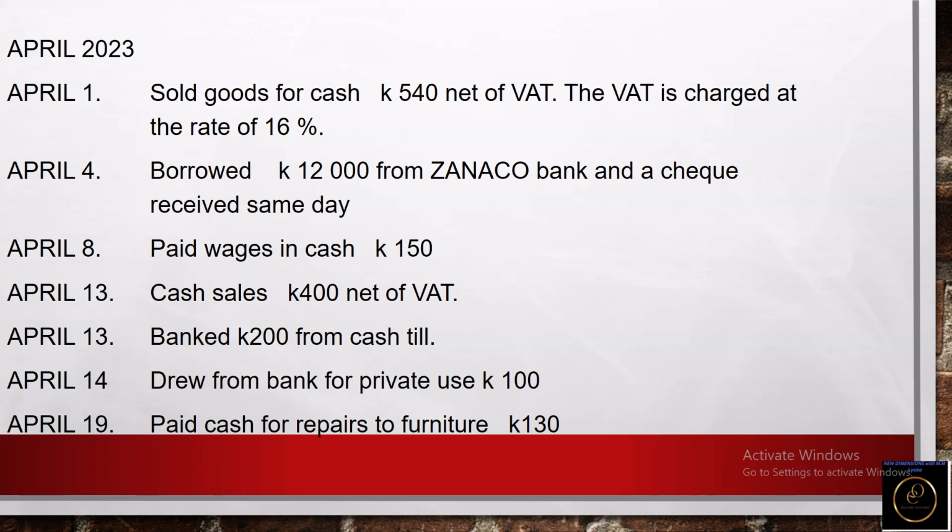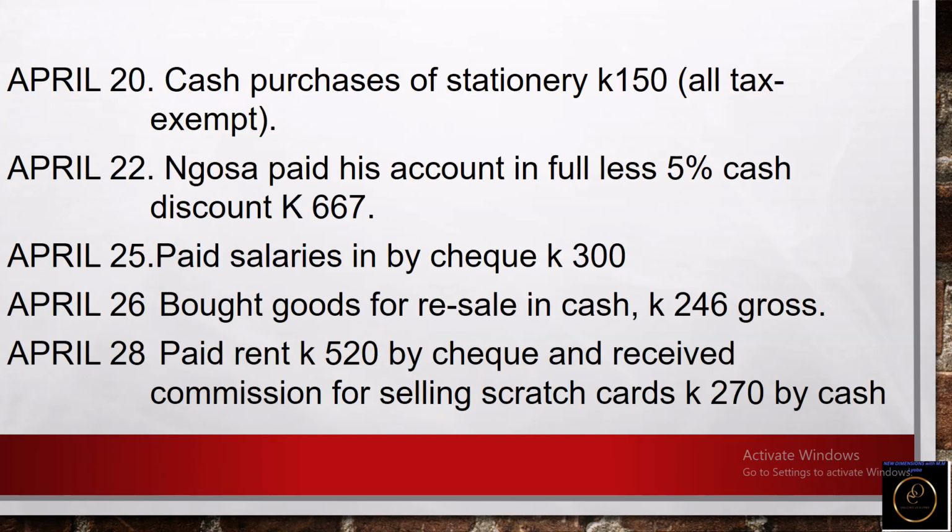April 13th, cash sales, 400 Zambian kwacha net of VAT. April 13th, banked 200 Zambian kwacha from the cash till. April 14th, drew from bank for private use, 100 kwacha. April 19th, paid cash for repairs to furniture, 130 Zambian kwacha. We proceed. April 20th, cash purchases of stationery, 150 kwacha, all tax exempt.